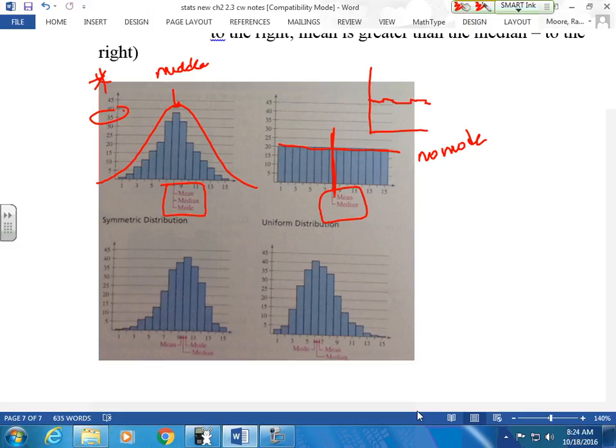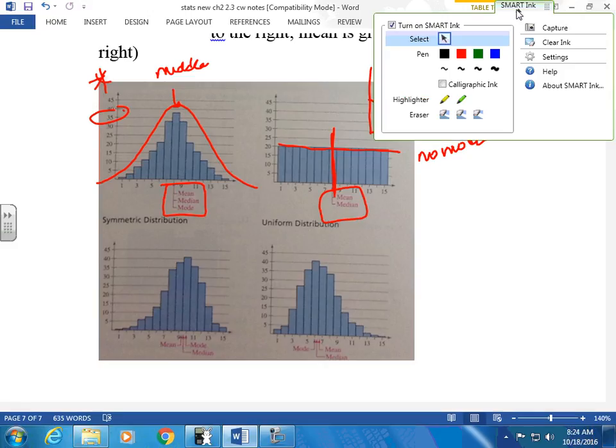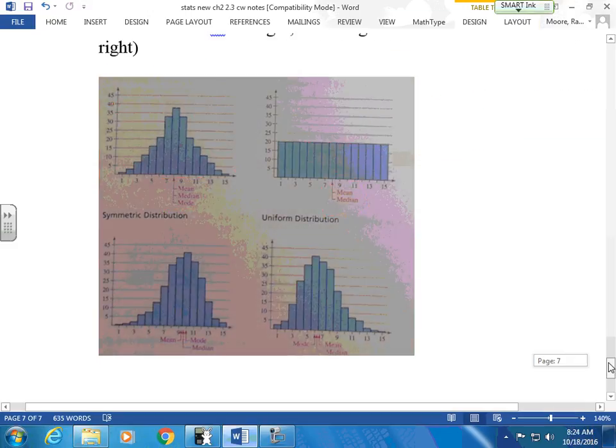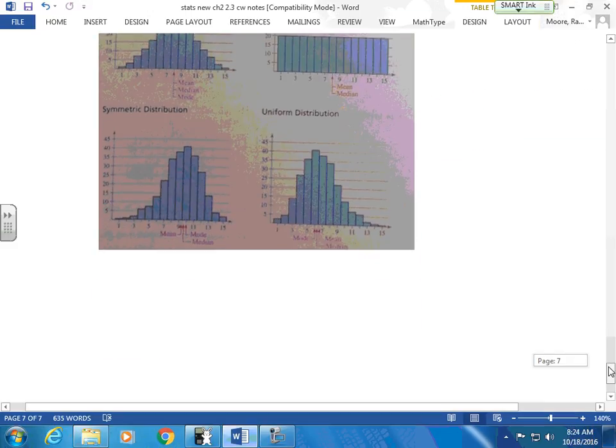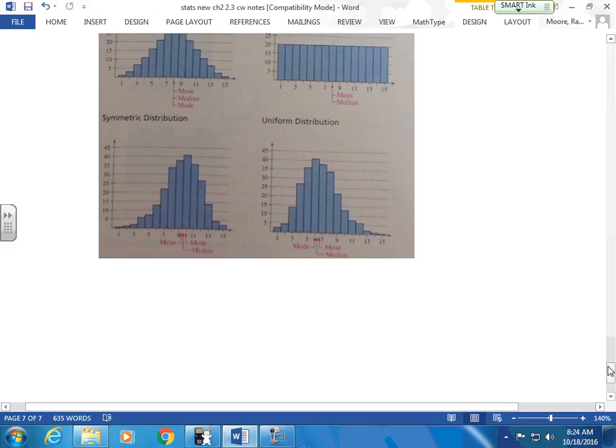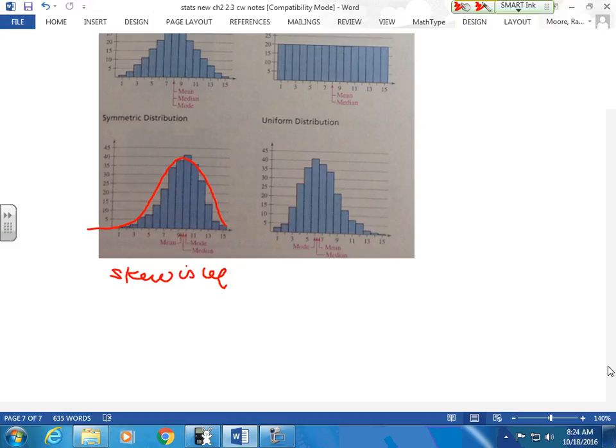Can you see this? It's in your book as well. If you can't see this, look in your book. This is the most important part here. See these little tiny pieces down here? I want you to go like this with your finger. It's coming to those little tiny pieces. Follow the little tiny parts of it. This is where the skew is. This skew is left.